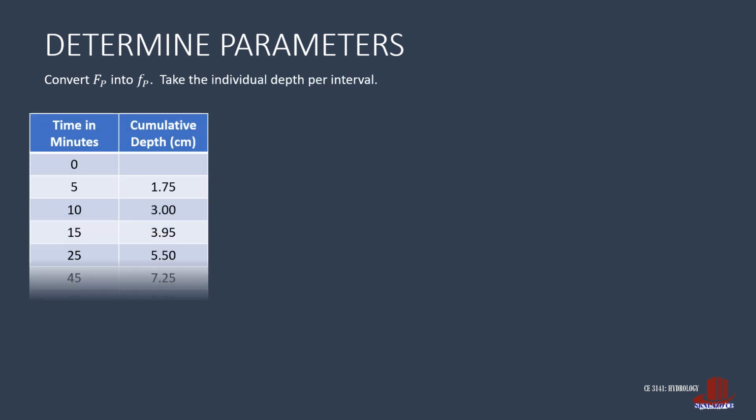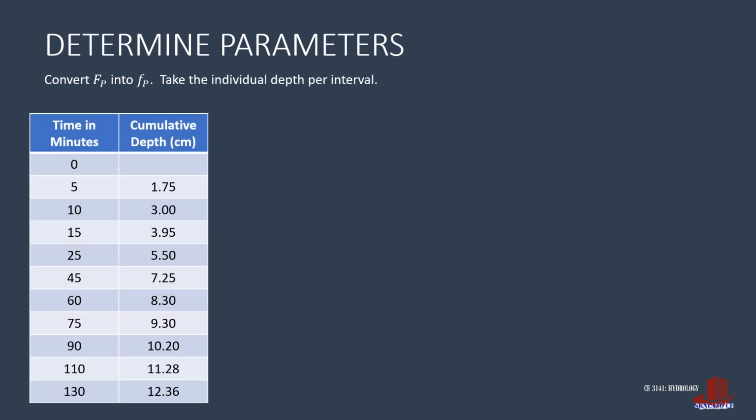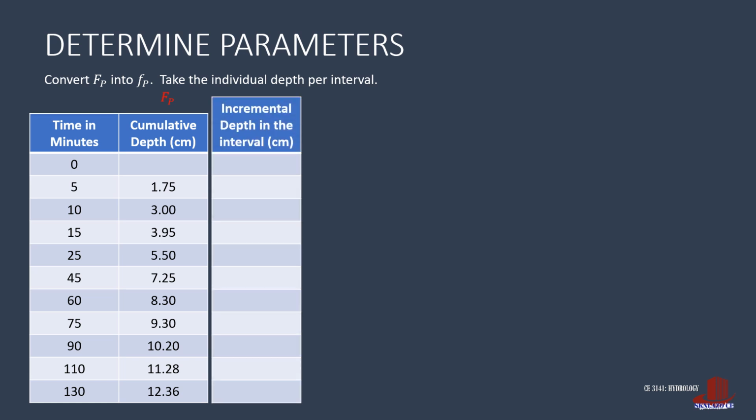From the given values, we create parameters, starting with converting the given Fp into infiltration capacity Fp. From the second column, which is Fp, create another column to look for the incremental depth in each interval. This is done by taking the difference of cumulative depths. The first is 1.75 less 0, which gives 1.75. 3 minus 1.75 is 1.25. There is also 3.95 minus 3, which is 0.95. Then 5.5 minus 3.95 is 1.55. Also 7.25 minus 5.5 is 1.75.